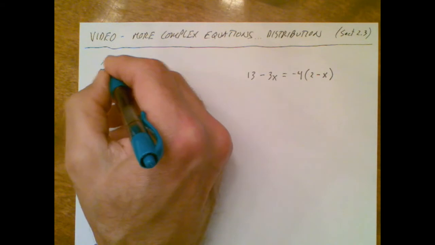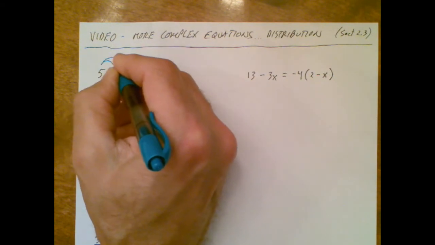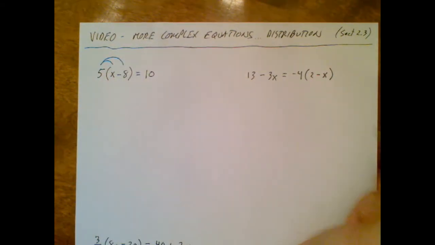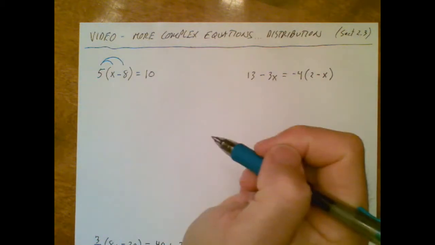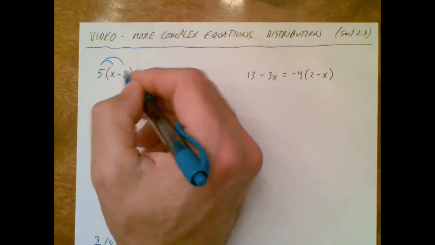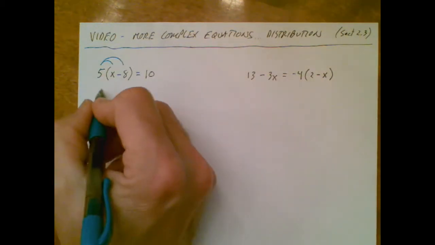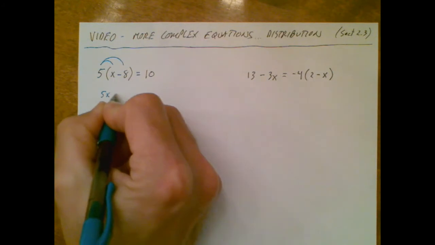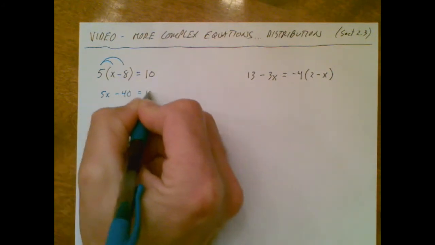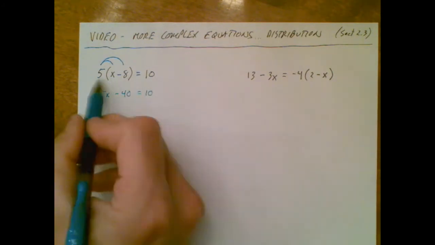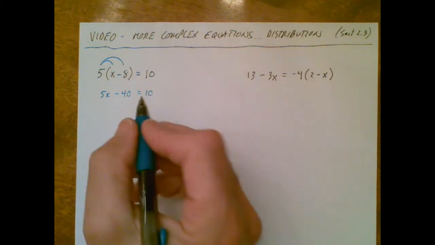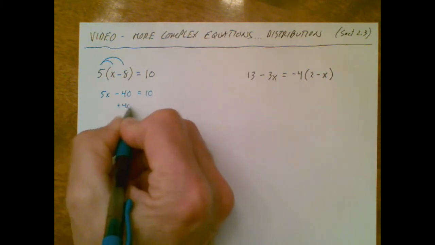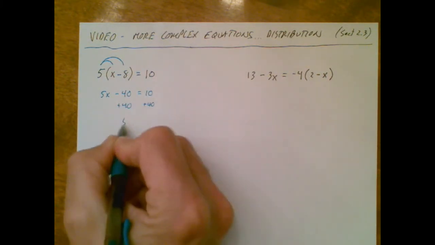Here's my solution. Remember your good old friend distribution, where the 5 flips over to the x for multiplication, flips over to the minus 8 for multiplication. So we have 5x minus 40 equals 10. We've gotten rid of the parentheses by distribution, and now we do the same things you're used to doing.